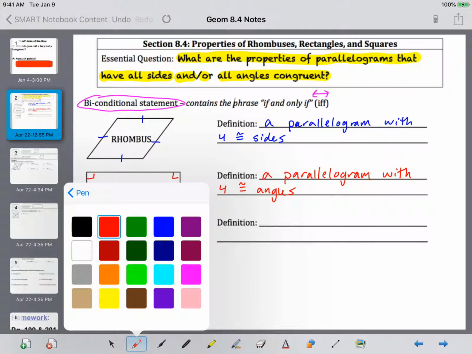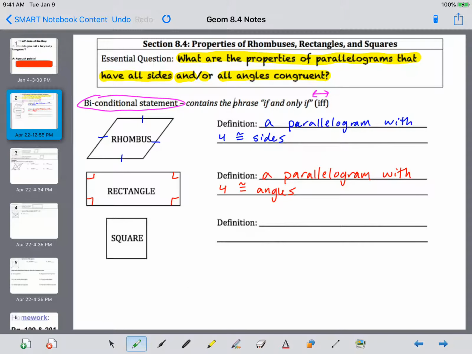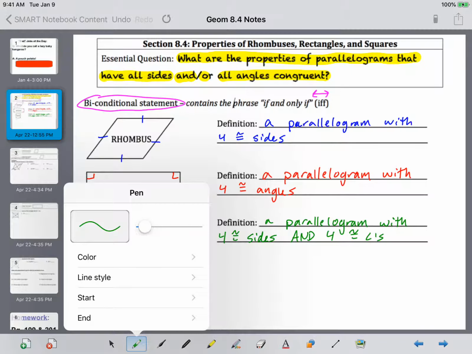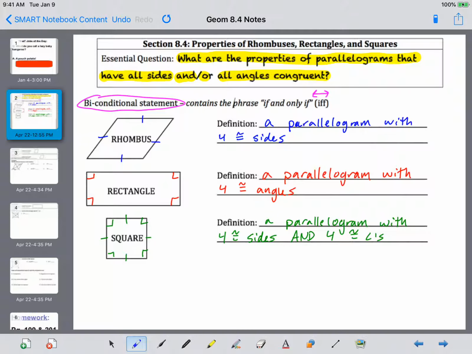And then a square is a combination of both a rhombus and a rectangle. It's a parallelogram with four congruent sides and four congruent angles, so it's got both. It has all sides congruent and all angles congruent, or all right angles. We're going to look at some theorems that involve each of those three. First, we're going to focus on the rhombuses.